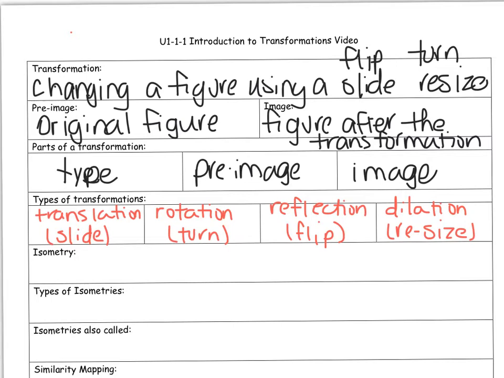So we get isometry when the transformation is one where the preimage and the image are congruent. That just means that the preimage and the transformed image are exactly the same in size and shape. They are congruent.